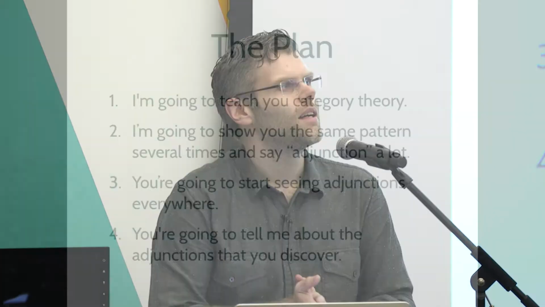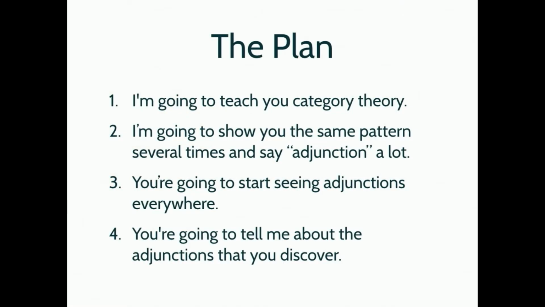Okay, so here's the plan. I'm going to teach you category theory, step 1. And it's going to go kind of fast, so be alert and try to keep up. I'm going to show you this pattern of adjunctions over and over again. And I'm just going to say adjunction a bunch. And then you're going to start seeing adjunctions everywhere in your everyday life and in your work. And then you're going to tweet and blog and tell me about all the cool adjunctions that you see in your work. Cool. So that sounds like a plan.